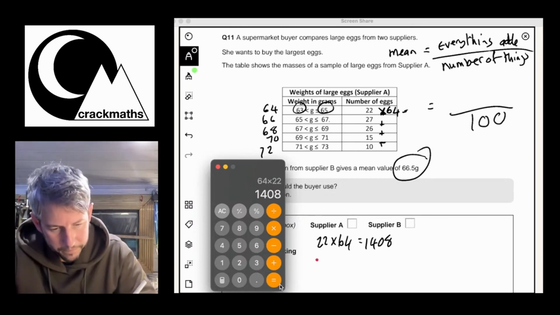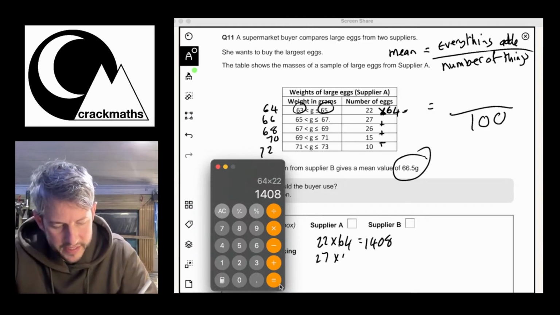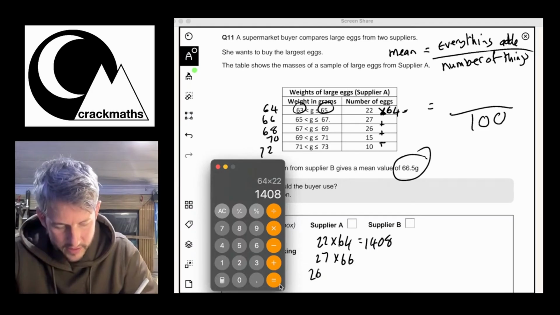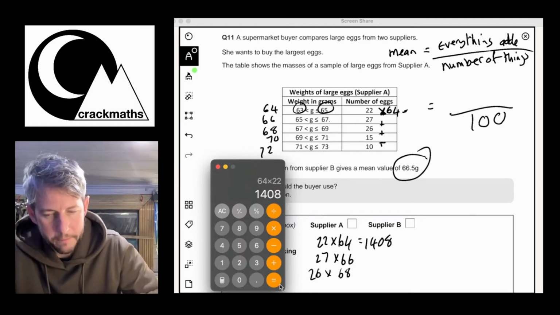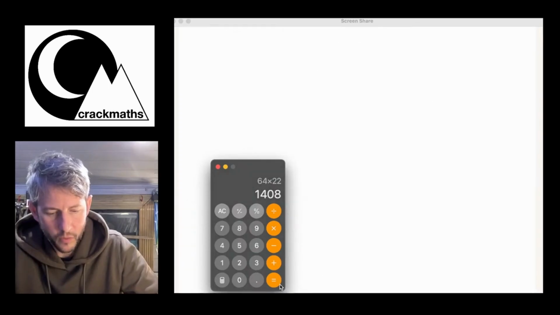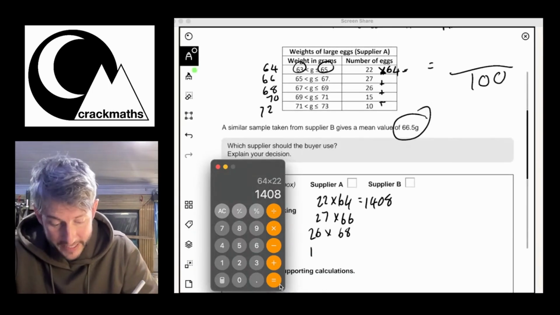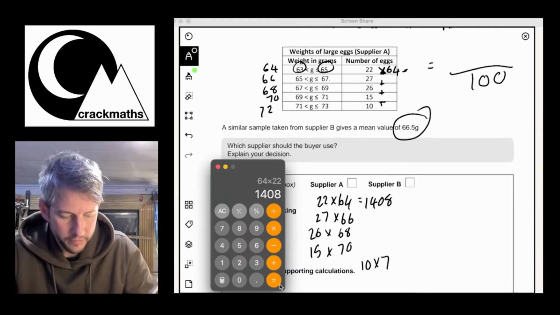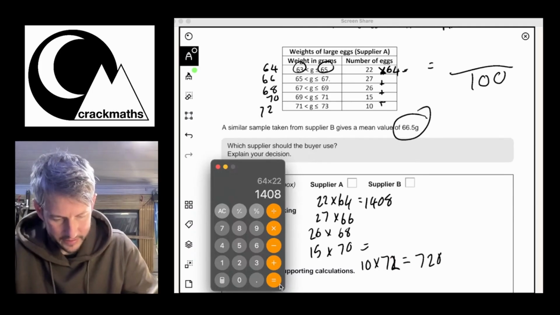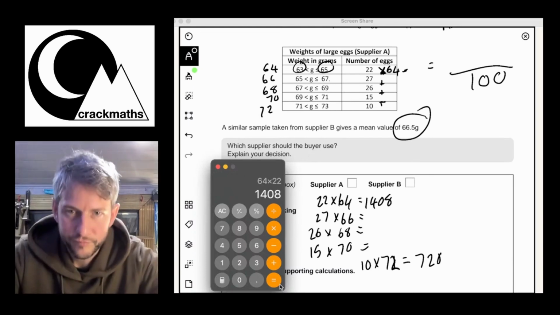Then we've got 27 times 66. Then we've got 26 times 68. Then we'll have, what are we going to have next? We'll have 15 times 70. And we'll have 10 times 72. Well, I know that that's 720. Okay, let's work out these other three.